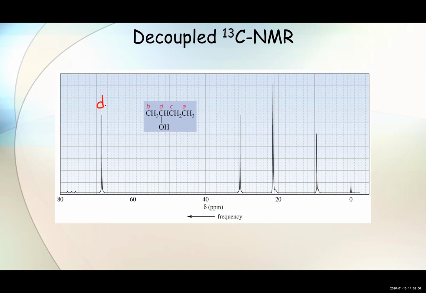Which one do you think is A? The one closest to 0? Yeah, it is. Same principles from proton NMR. Now the numbers are different, right? But a methyl group is still furthest to the right. Which one do you think is B and which one do you think is C? You notice it goes A, B, C, D.